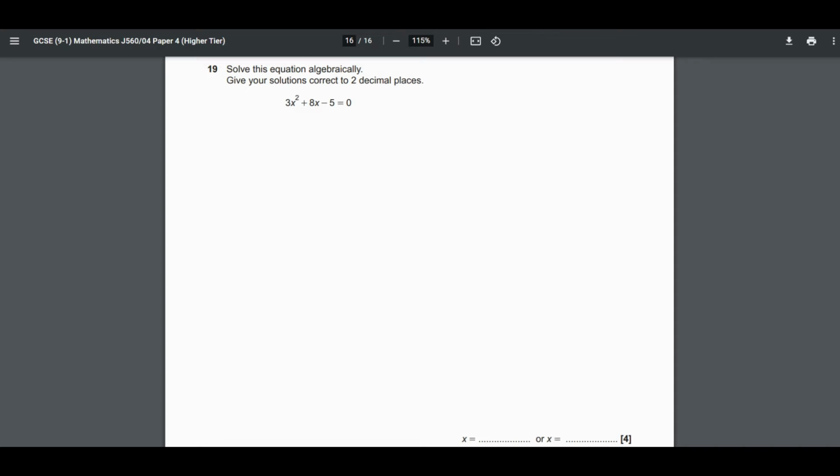Question 19, solve this equation algebraically. Give your solutions correct to two decimal places. 3x squared plus 8x minus 5 equals 0. So at first glance, this looks difficult, but it's fairly straightforward.